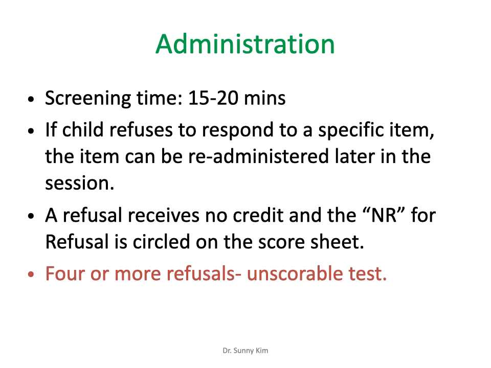Administration. It takes about 15 to 20 minutes to complete, and you are going to individually administer this test, which means you have to pull out one student to a one-on-one setting, and you are going to administer the test to one child. If the child refuses to respond to a specific item, the item can be re-administered later in the session. A refusal receives no credit, and you are going to circle no response for refusal on the scoring sheet. If you see 4 or more refusals, that means the test is unscorable.